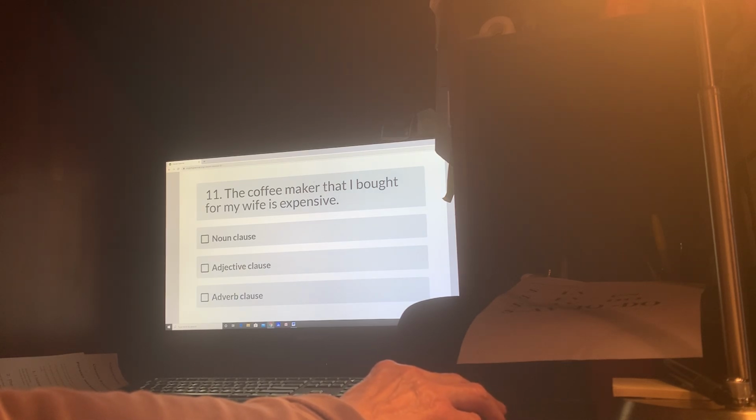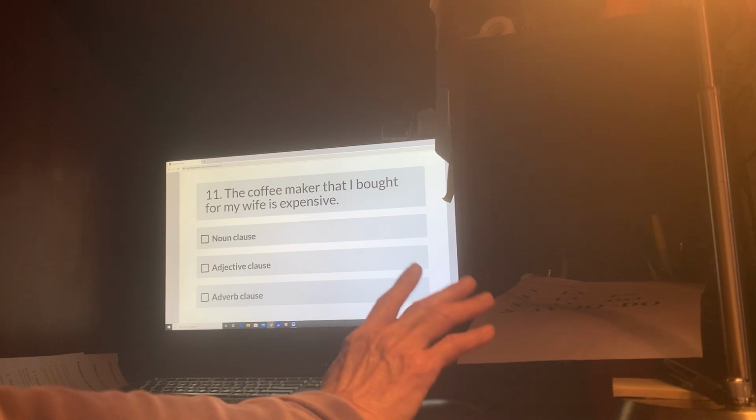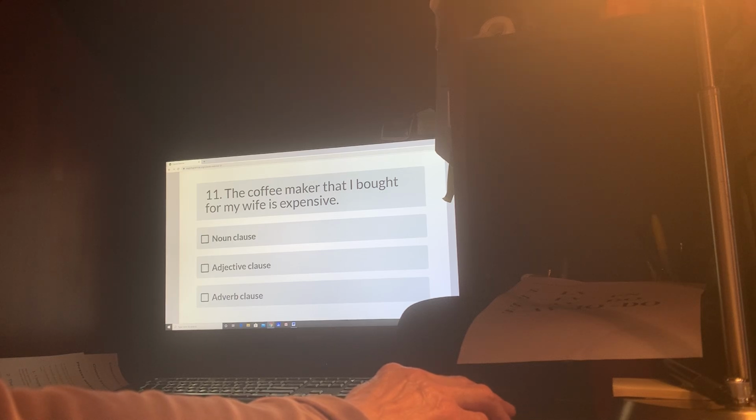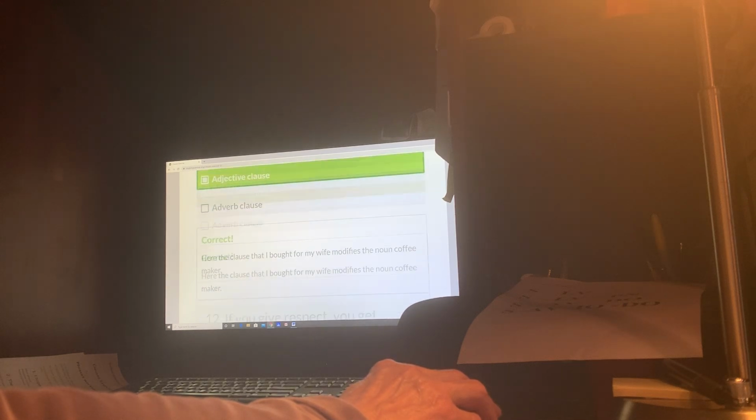Number 11, the coffee maker that I bought for my wife is expensive. Ding, ding, ding, ding, ding. There it is, that. Go right in front. Which maker? Which coffee maker? It's asking which one. The coffee maker that I bought for my wife. So it's modifying a noun, adjective clause.